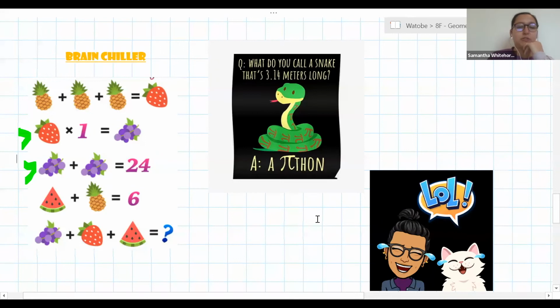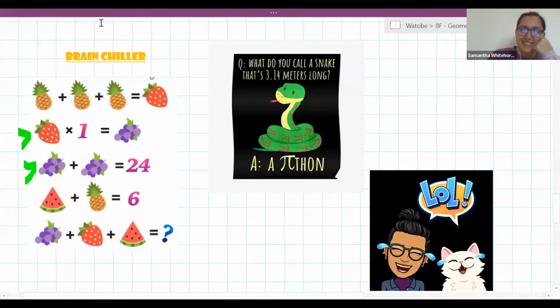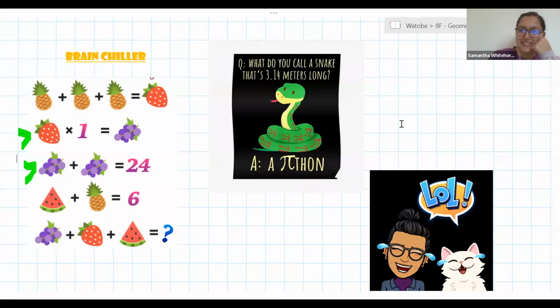And yes, my joke for the day, what do you call a snake that's 3.14 meters long? A python. Oh, I'm already seeing so many hands.